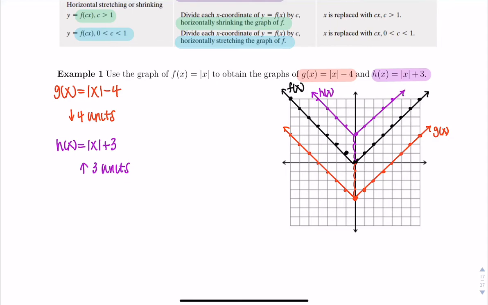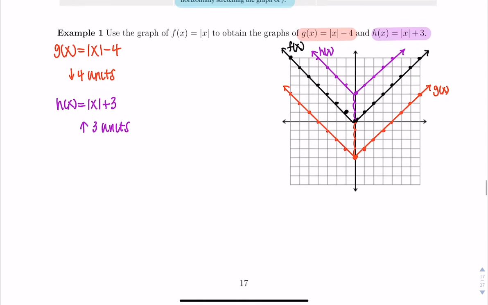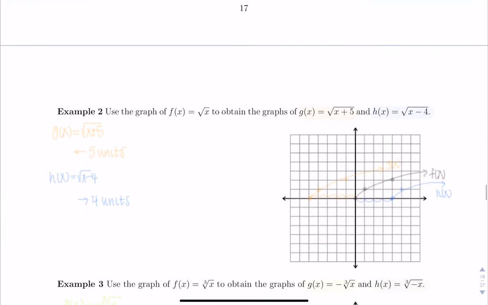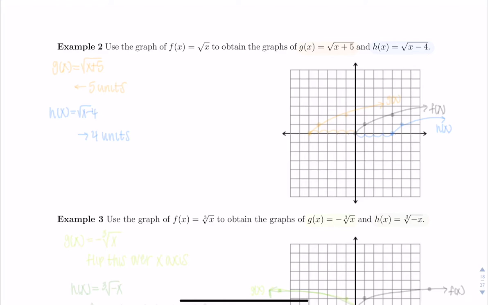All right, now let's try using the square root graph to obtain g of x, which is the square root of x plus 5, and h of x, which is the square root of x minus 4. My plus and minuses are now with my x piece, which means it's now horizontal shifting instead of vertical shifting. So let's graph the first part of this. We've got the square root function, which starts at the origin and increases to the right.